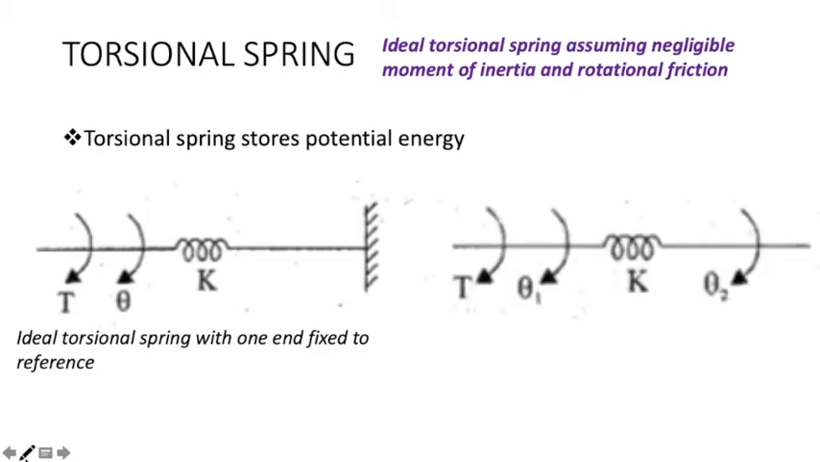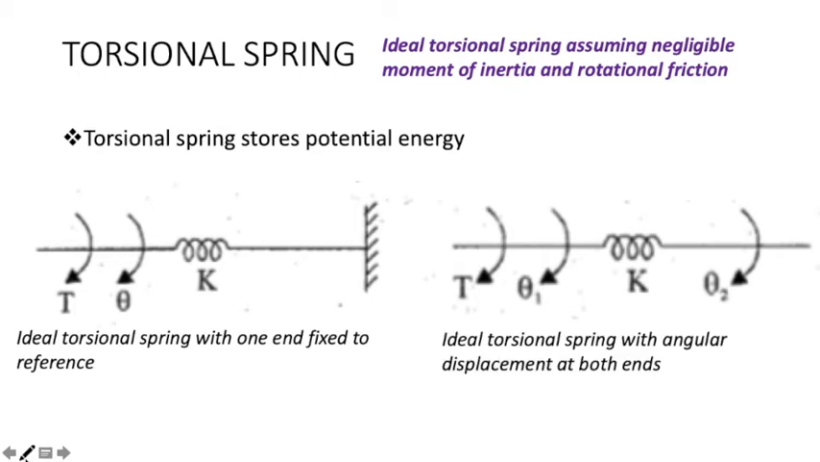Similarly, we can have another spring which is connected to two components or two elements on both sides. So we consider this as an ideal torsional spring with angular displacement at both ends. On the left end we have angular displacement theta 1, and on the right end we have angular displacement theta 2. This displacement may be caused by the connections which are given on either side of the spring.